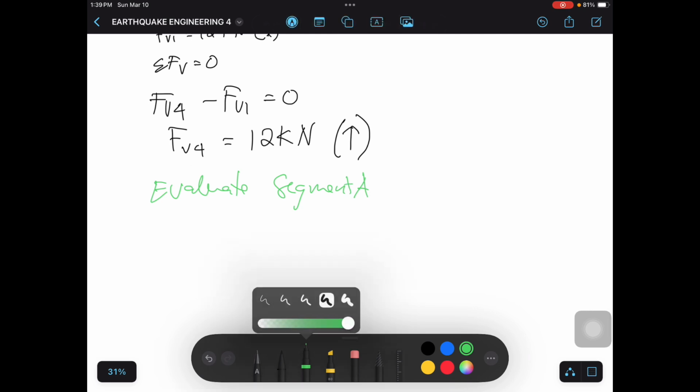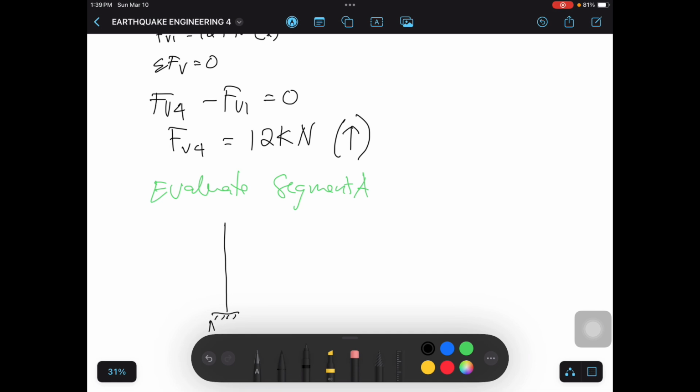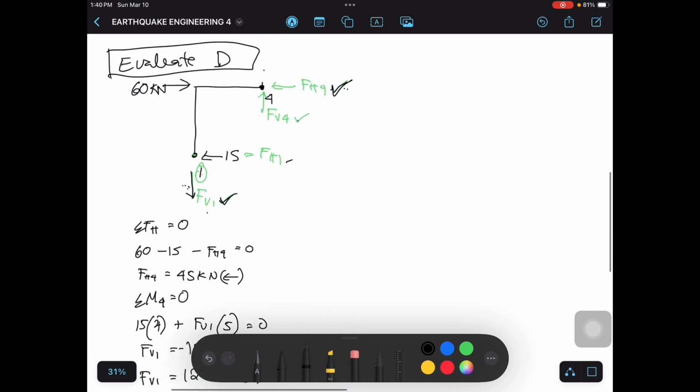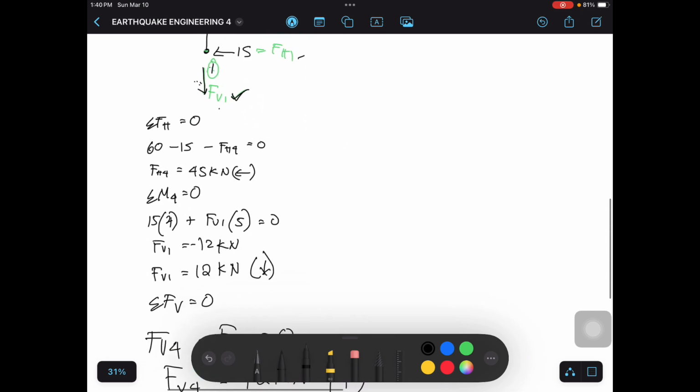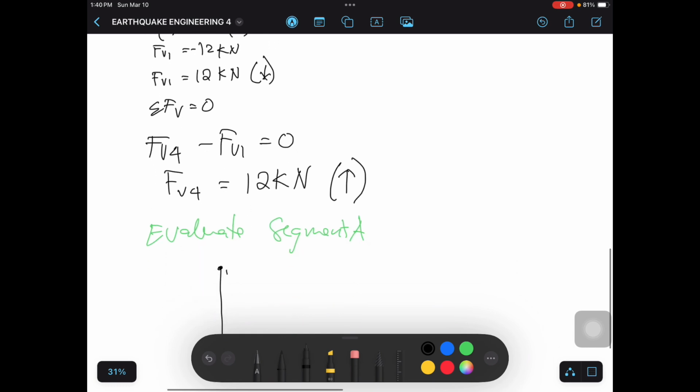Segment A. This is segment A, and this is joint 1. Ano yung forces sa joint 1? Kailangan natin i-transfer FH1 and FV1.